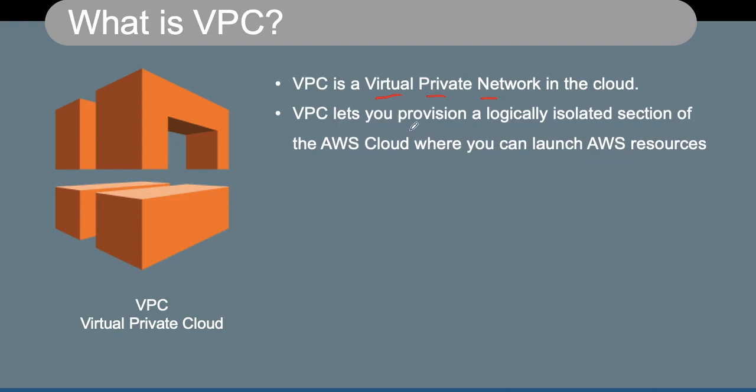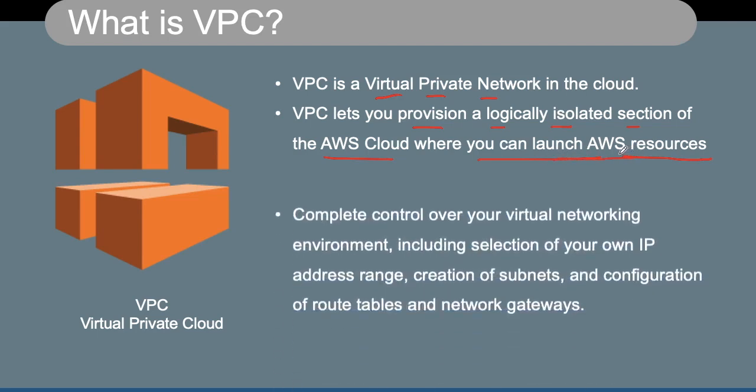What is VPC? VPC, which is known as virtual private cloud, is actually a virtual private network in the cloud. It lets you provision a logically isolated section of the AWS cloud infrastructure where you can launch your AWS resources. So it is actually a private network which is created within the AWS cloud infrastructure, and within that VPC you can launch your AWS resources.